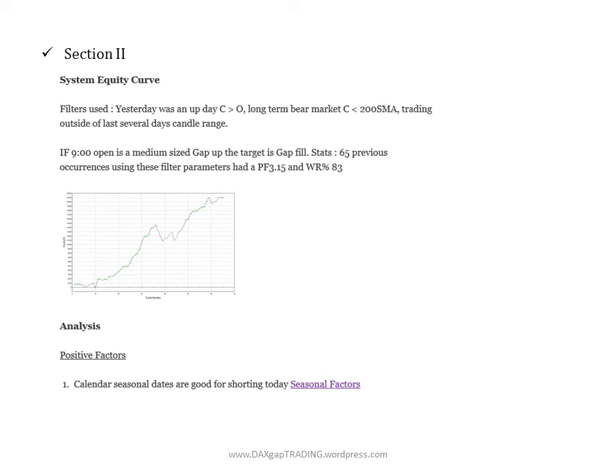Section 2, the system equity curve, discusses in simple language the code values that were used to create the historic equity curve. Analysis is broken down into positive and negative factors that contribute to a trade decision. Sometimes factors are of interest due to a specific event or price pattern that is unique to today's trade opportunity, or they are highlighting a part of the system which is particularly strong today.